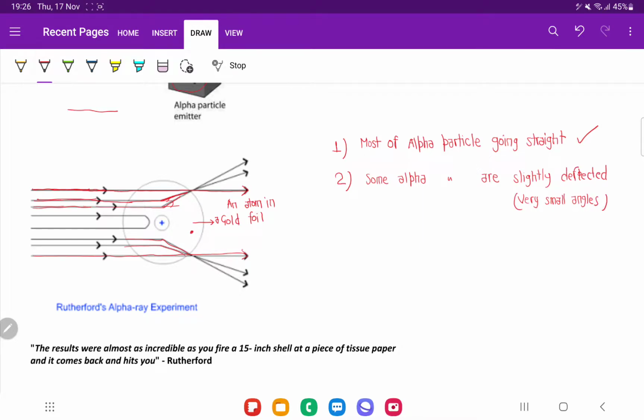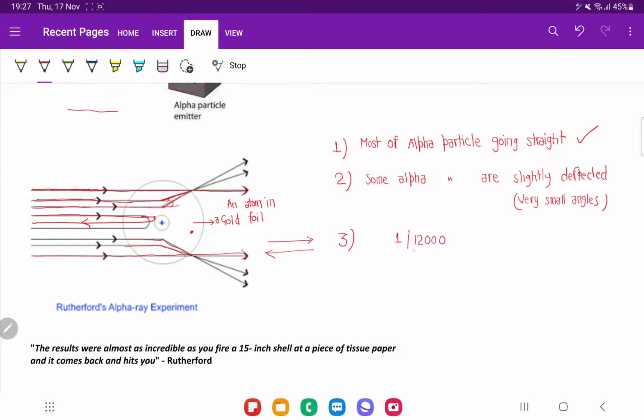Clear? And then the third observation was, he found that some means very few. Very few means how many? 1 in 12,000, one particle out of 12,000. He found that this particle goes, hits somewhere and comes back. So they are coming back at 180 degrees, because first they were going in this direction, now they are coming in this direction. What is this angle? 180 degrees, right?